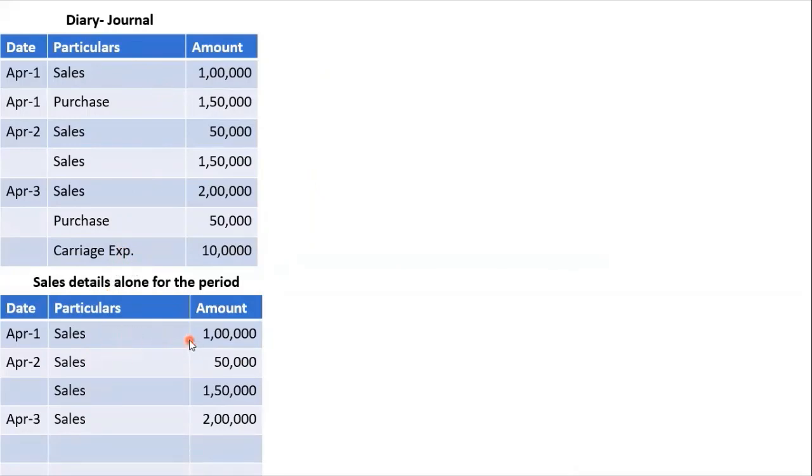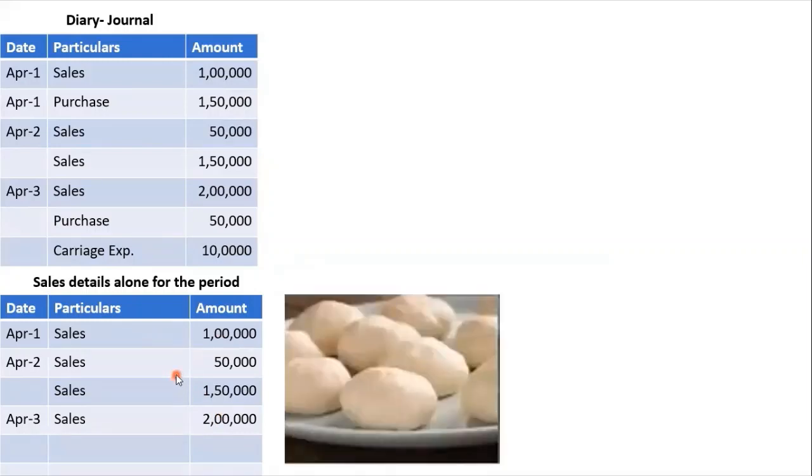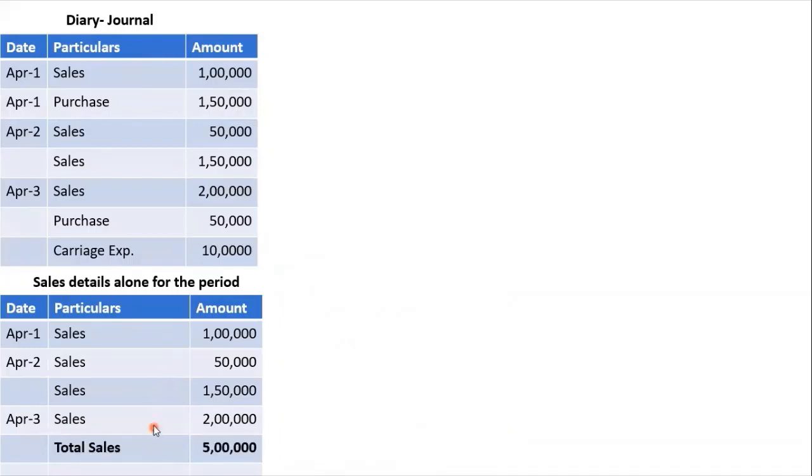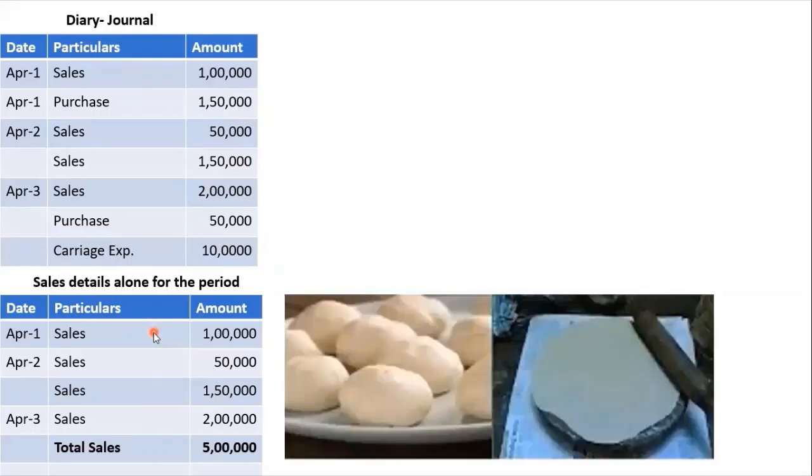The page is called a ledger, or it is also called a ledger folio. In that ledger folio, we have three columns: date, particulars, amount, and we will record all sales related transactions in that page. Now, when we total that page, it will give the sales total for the year or for the period. So this is how we segregate the information and put it into one place.